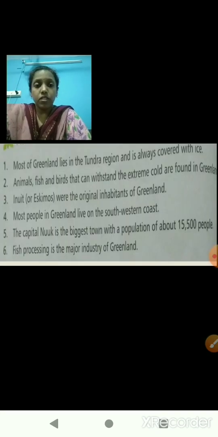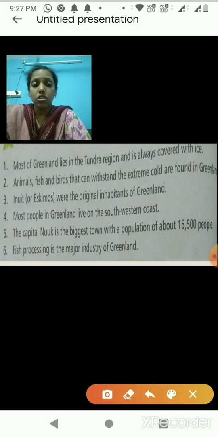So that's it children with our today's session, and we come to the end of our chapter. So let's have a quick recapitulation. Here are a few sentences. We all will read together aloud. I want everyone to read aloud along with me.